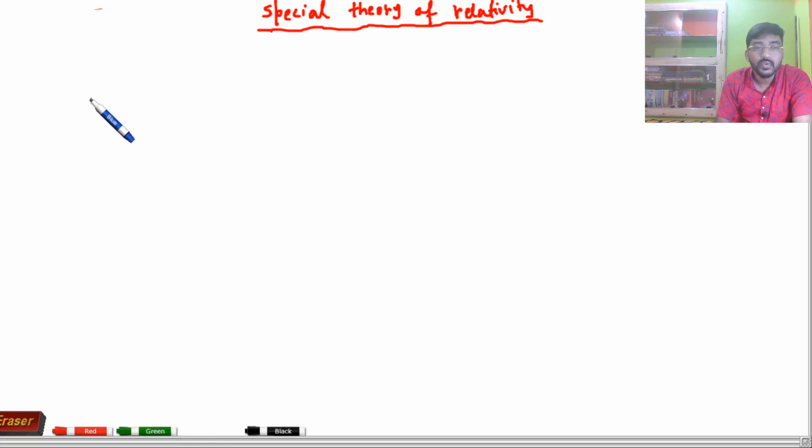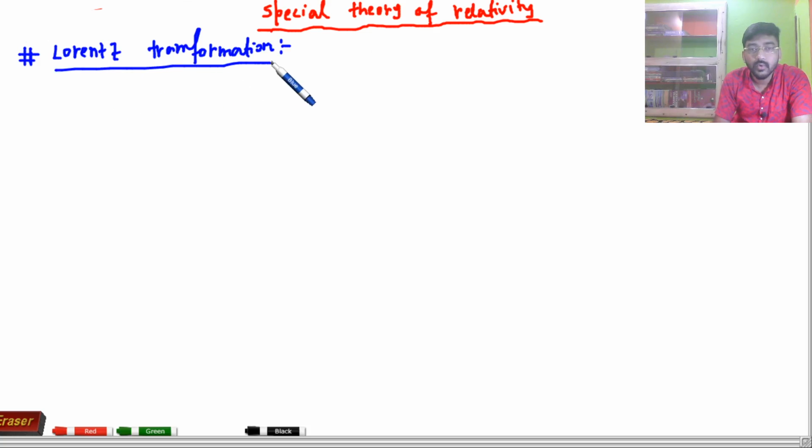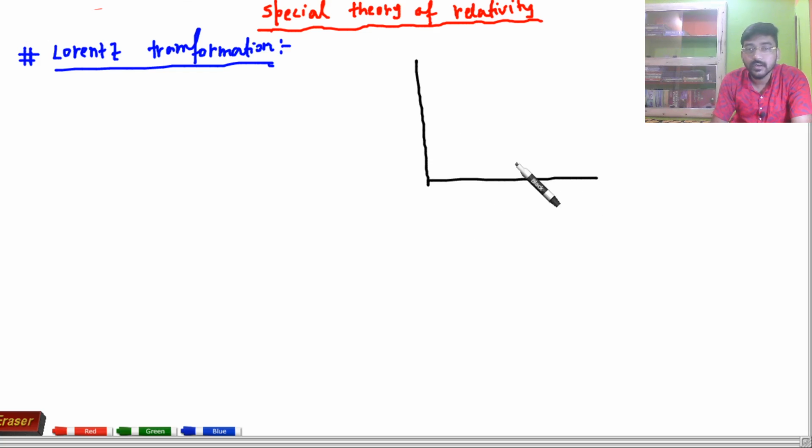So let me give you the formulas involving Lorentz transformation. This is nothing but the coordinate transformation between two inertial frames of reference. So let us consider this is a frame S. This is also, of course, an inertial frame of reference S.